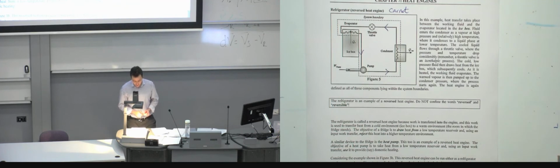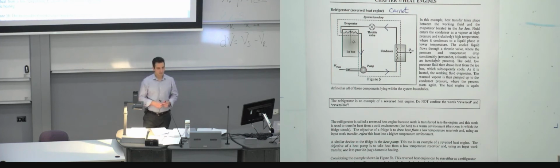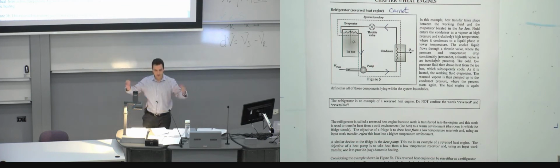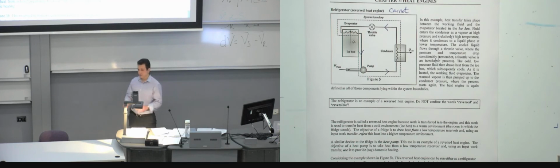And if you have guessed, the hot reservoir in this example is a room, the kitchen. It's large enough that the heat you're adding to the room is not going to change the temperature in the room. Sometimes it does if you're in a small room and the fridge is massive. You can feel that the room is getting hotter. But in terms of the theory, the room is large enough to absorb the heat from the fridge and for its temperature not to change.